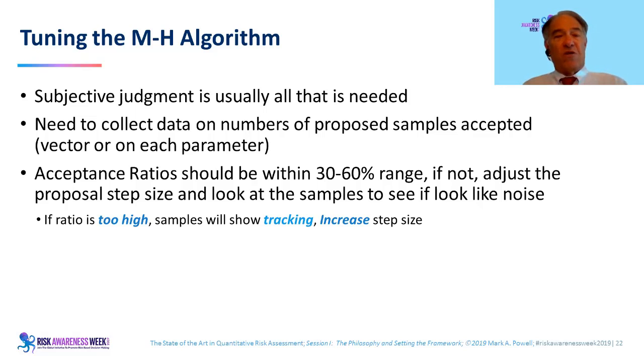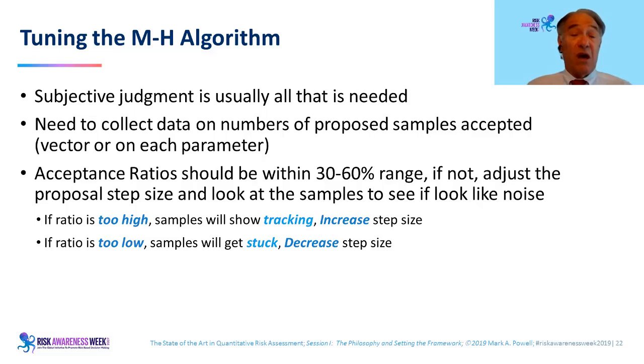If the acceptance ratio is too high when we run our algorithm, the samples are going to show tracking, which we don't want. To combat the tracking, we increase our proposal step size. If the ratio is too low, less than 30%, the samples tend to get stuck. To solve that, we decrease the step size.